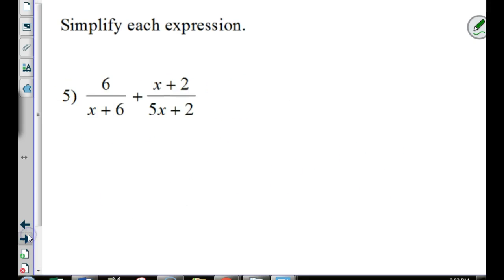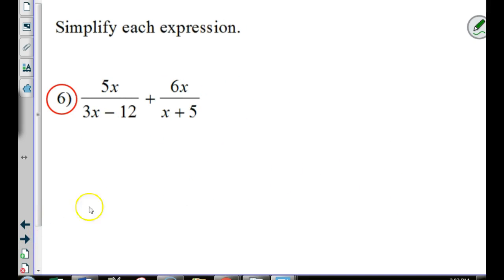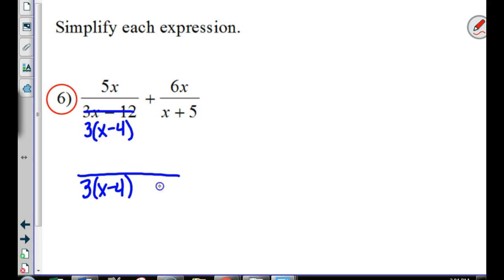have to have a common denominator. So, I'm going to do number 6. I'm going to factor this. It's a 3 and an x minus 4. Is that okay, guys? Now, to have a common denominator, the new denominator is going to have what? A 3 and an x minus 4 and an x plus 5.